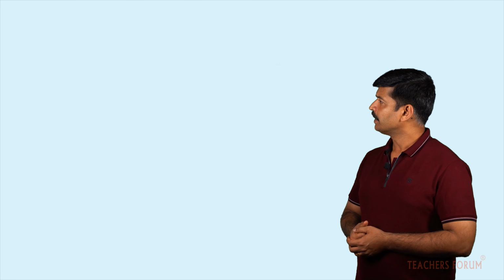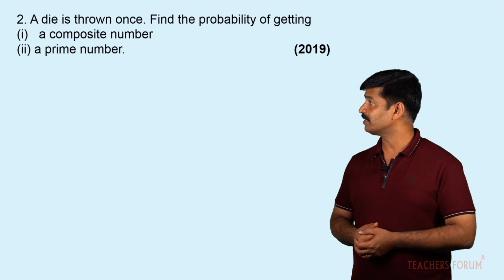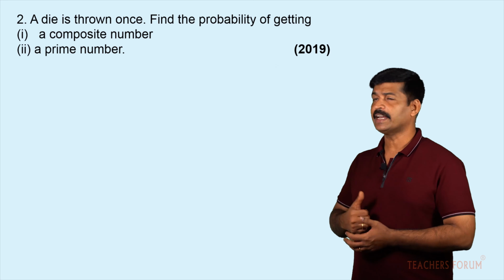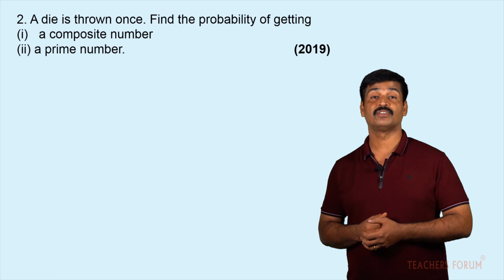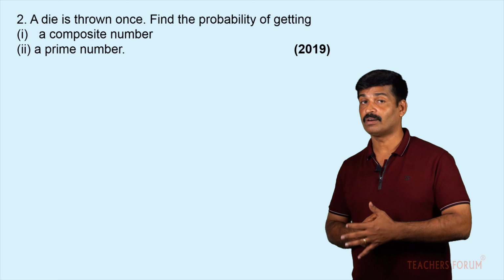Next one, a die is thrown once. Find the probability of getting a composite number, a prime number. You see, when a die is thrown, the numbers that you get are 1, 2, 3, 4, 5 and 6. The first one, you have to find the probability of getting a composite number.